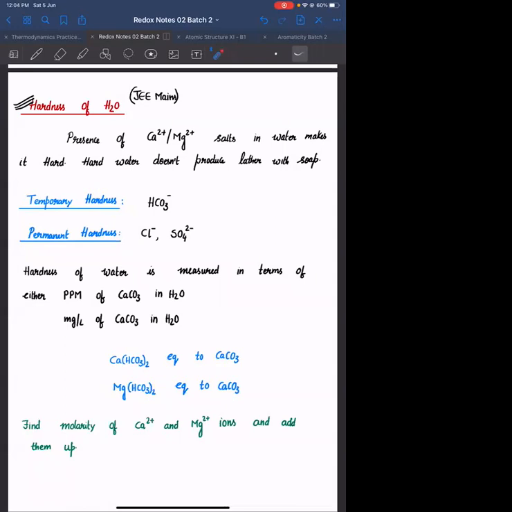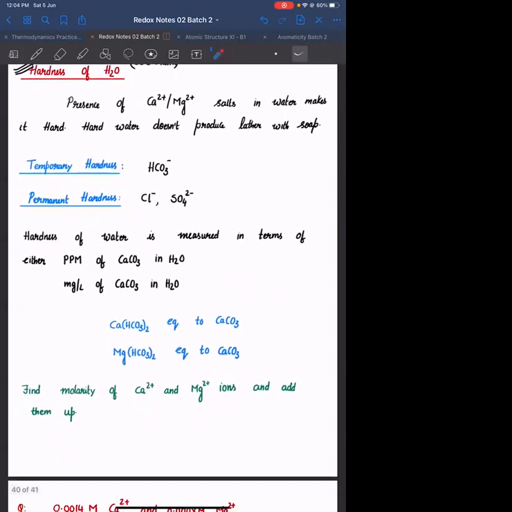There are basically two types of hardness: temporary hardness, which is because of bicarbonates, and permanent hardness, which is because of chlorides and sulfates. Bicarbonates of calcium and magnesium cause temporary hardness. Permanent hardness is because of chlorides and sulfates of calcium and magnesium. In order to measure hardness of water, we usually measure it in terms of ppm of CaCO3, calcium carbonate, or milligrams per liter of CaCO3.